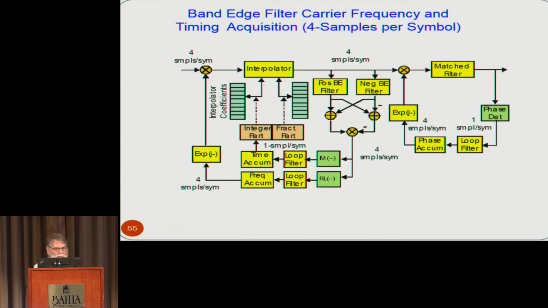So this phase lock loop doesn't have to do timing. This loop has to run at 4 samples per symbol. Why is that? Because when you double the signal and you generate the product at symbol rate, you don't want that to land at the half sample rate.